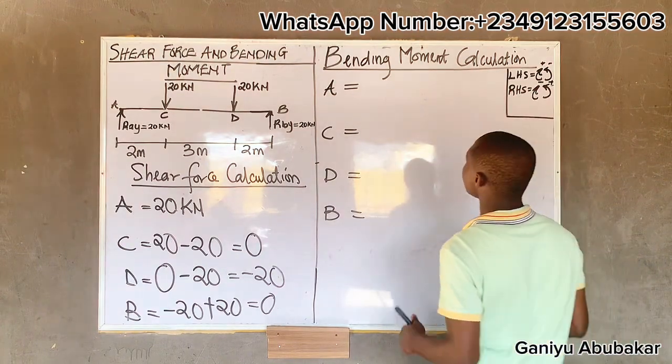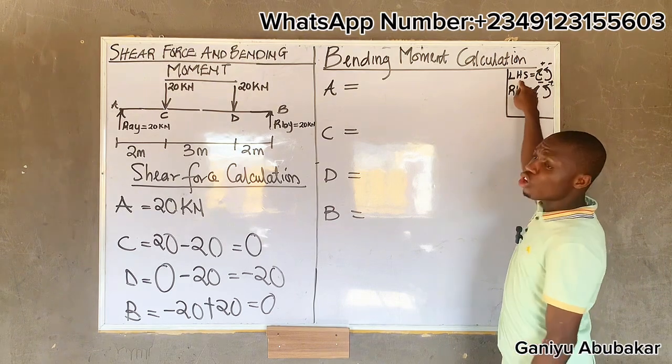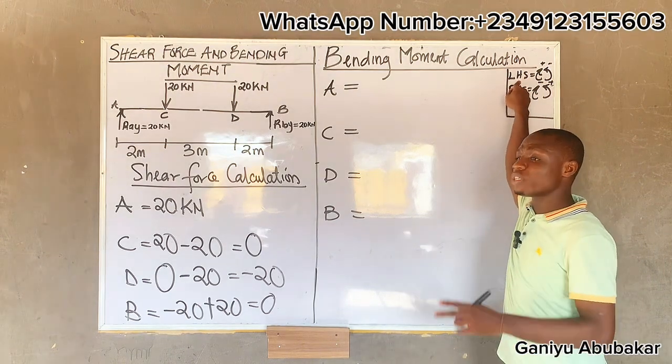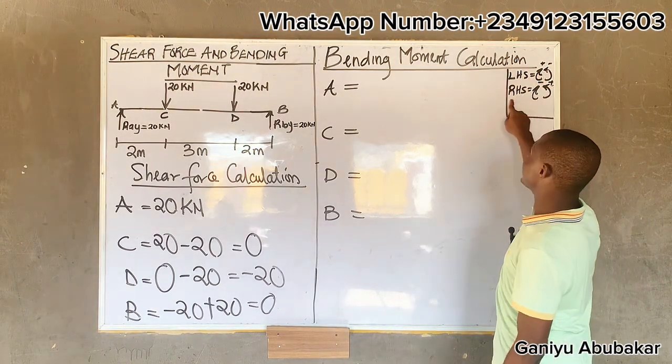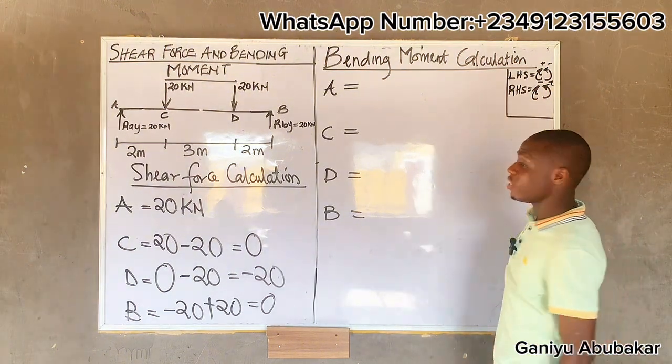Always start with 0. That's number 1. Number 2: for left hand side reading, clockwise is positive and anticlockwise is negative. If it's right hand side, clockwise is negative and anticlockwise is positive. That's the concept.